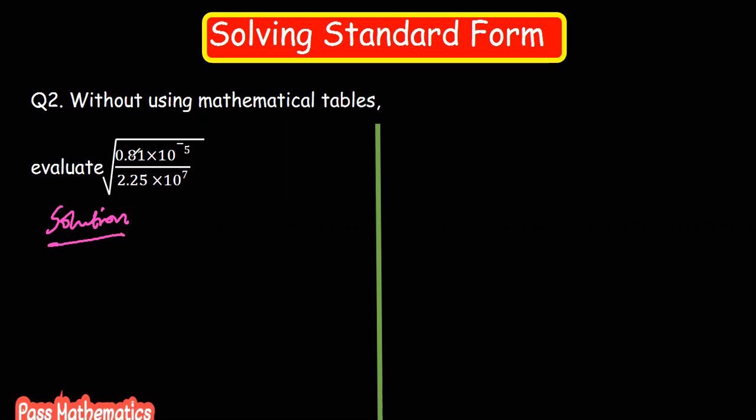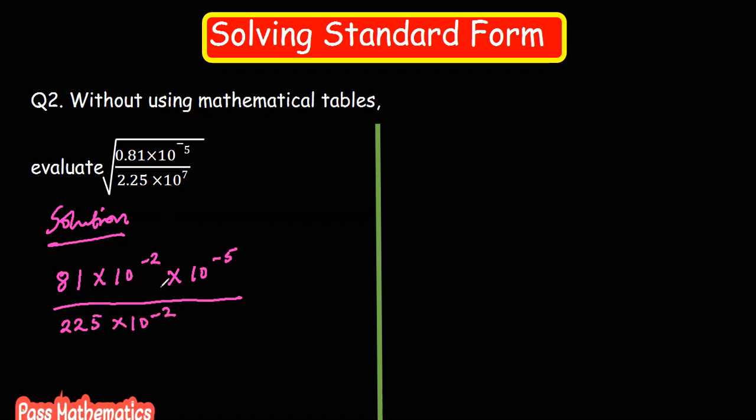So we are going to change this to whole number. Yes, 0.81 is going to become 81 times 10 raised to the power of minus 2 times 10 raised to the power of minus 5, divided by 2.25. So this is going to be 225 times 10 raised to the power of minus 2, taking standard form again, then times 10 raised to the power of 7.